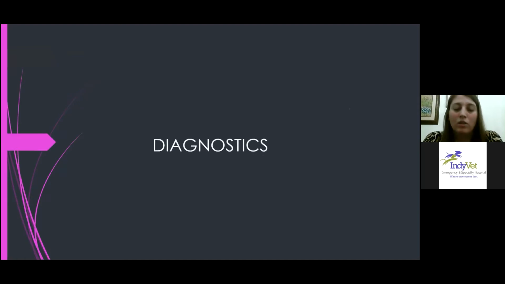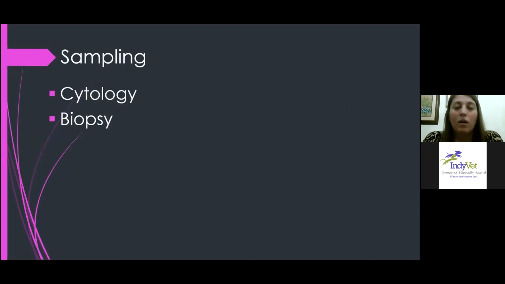So moving on to diagnostics. I'm going to go through the different sampling we do. You see a mass, you're going to want to sample it, get an idea of what this mass is. Is it benign? Is it malignant? What do I need to do about it? There are two main types of sampling, cytology and biopsy.